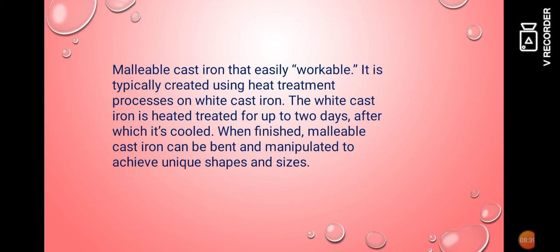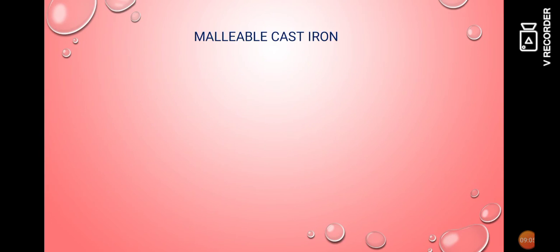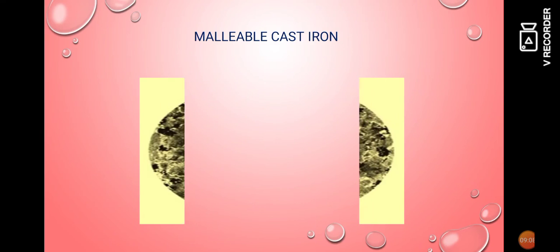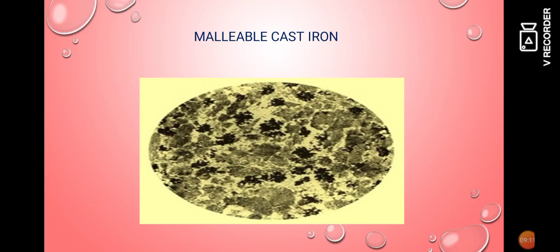Malleable cast iron is easily workable. It is typically created using heat treatment processes on white cast iron. The white cast iron is treated for up to 2 days, after which it is cooled. When finished, malleable cast iron can be bent and manipulated to achieve unique shapes and sizes. This figure shows the image of malleable cast iron. Here the structure is entirely different from ductile cast iron as well as the first one.